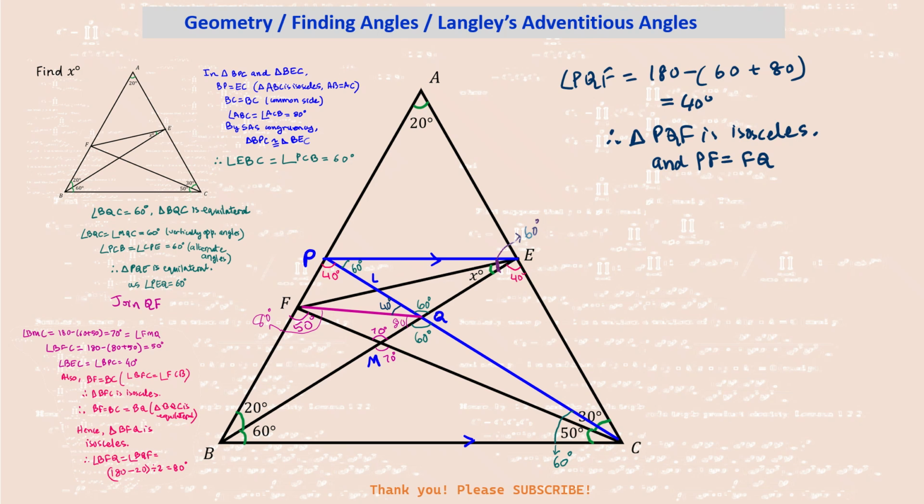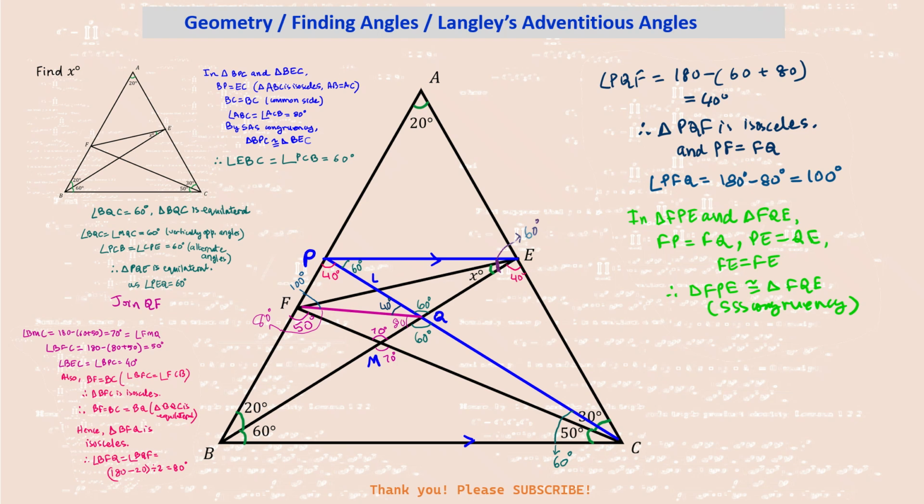Therefore, two angles being 40 degrees, triangle PQF is isosceles, and that makes PF equal to FQ. So to note, PF is equal to FQ. And then angle PFQ can easily be worked out, that is 100 degrees: 180 minus 40 plus 40, that's 100.